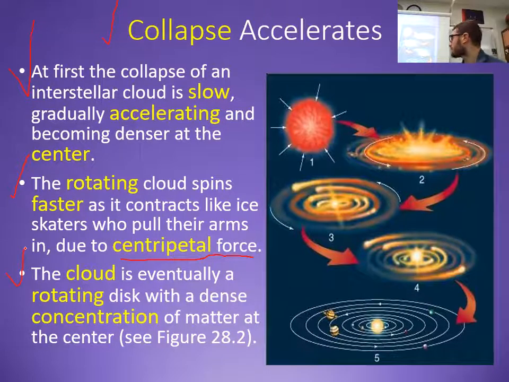Okay, so again, it's going to be a rotating disk that clumps together and gets stronger at the center, caused by centripetal force and the rotation of that cloud, which becomes a disk and then a star and a set of planets. All right, so that concludes what we've got for today, guys.